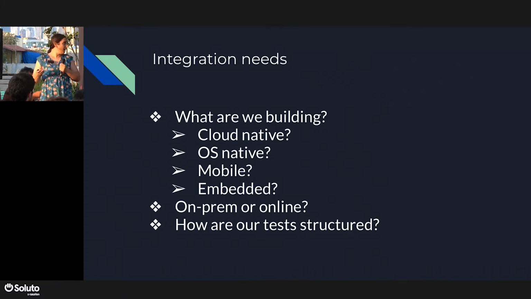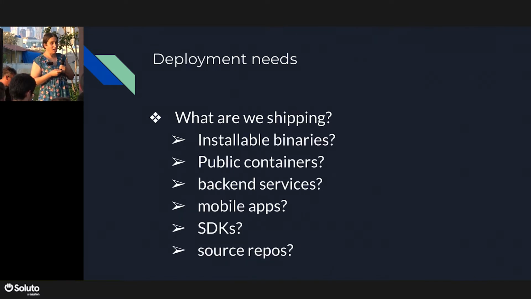And even so, despite building, there's also supporting. That is, let's say we're building a cloud native service, but that service needs to respond or communicate with OS native apps or embedded apps. That means that our testing, and not just what we're building, will also heavily impact our integration needs. And when it comes to deployment needs, it's somewhat the same, but again, not exactly. So what are we shipping? We could ship installable binaries, public containers, backend services, internally shipping, mobile apps, SDKs, source repos, again, many more. And those, again, are going to be a differentiator.